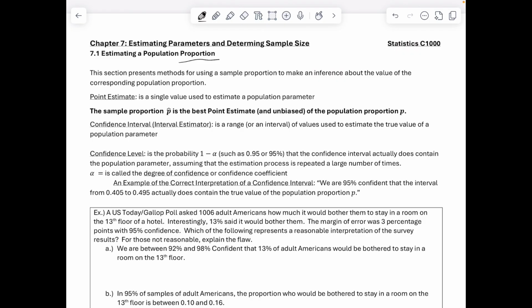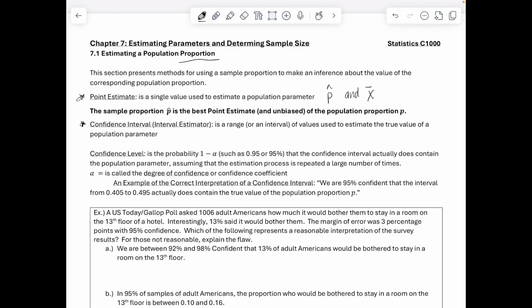The section presents methods for using the sample proportion to make an inference about a value of a corresponding population proportion. We have what's called a point estimate. It is a single value used to estimate a population parameter, and the parameters that we're going to be using are proportions and means, so we'll be using p hat and x bar as our point estimates. p hat is for the proportion and x bar would be for the mean. The sample proportion p hat is the best point estimate, and it's unbiased, of the population proportion p.